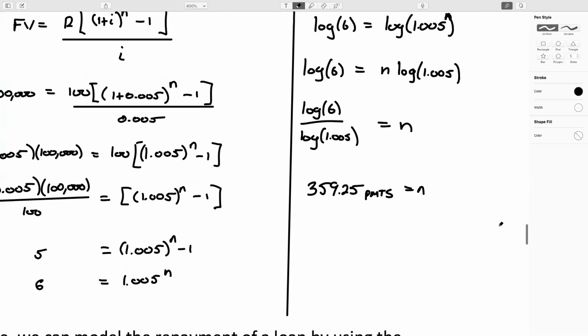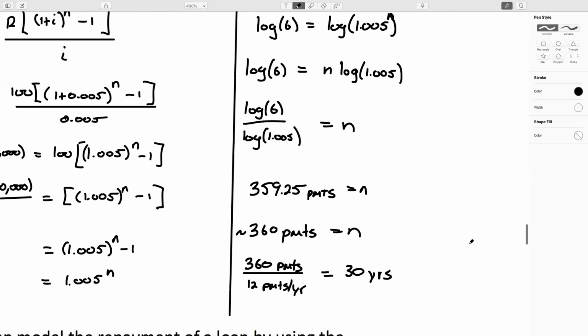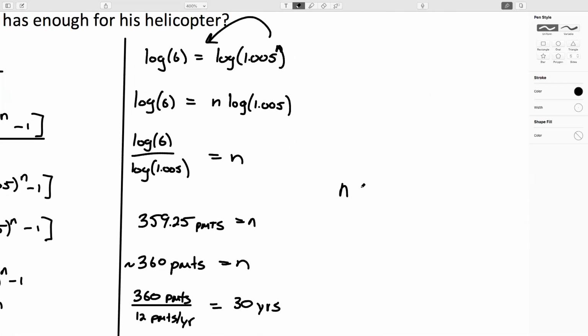Okay, so we have to put the context back into this question. You don't have a quarter payment, so you're going to have 360 payments. We need to divide by 12, so 360 payments divided by 12 payments per year. That gets me about 30 years. And so our final answer is that n is approximately 30 years.